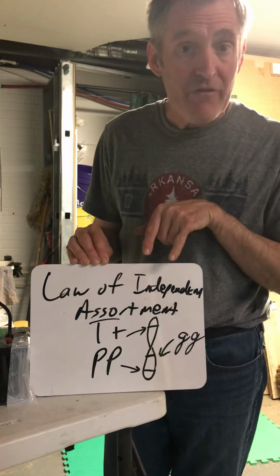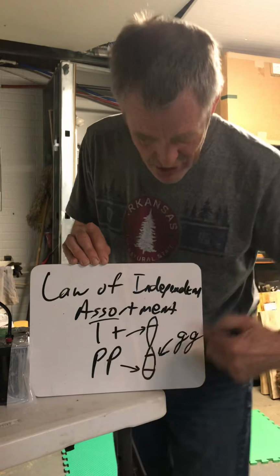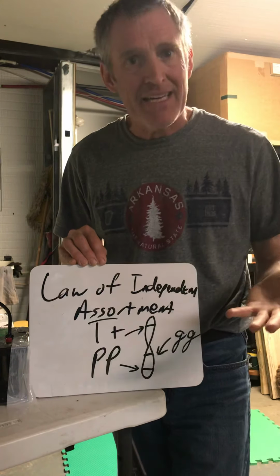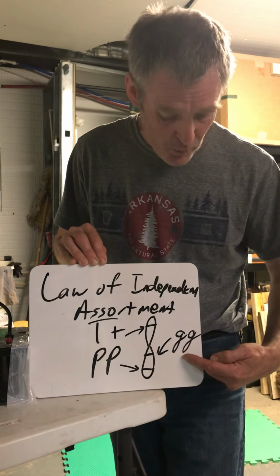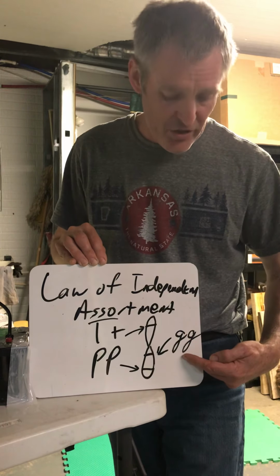Now, the law of independent assortment states that these traits will not affect each other. They are independent of each other. Whether a plant is tall or short does not affect the flower color at all. Whether the flower color is purple or white does not affect whether the pea is green or whether the pea is yellow.